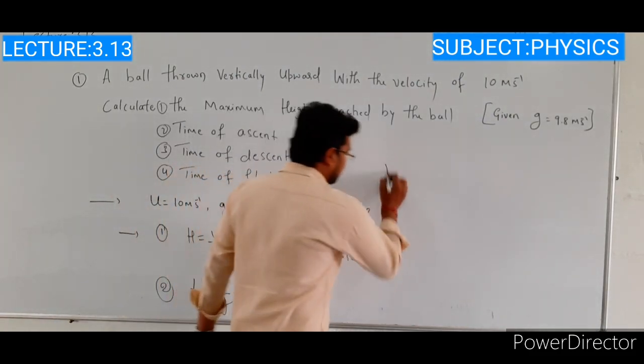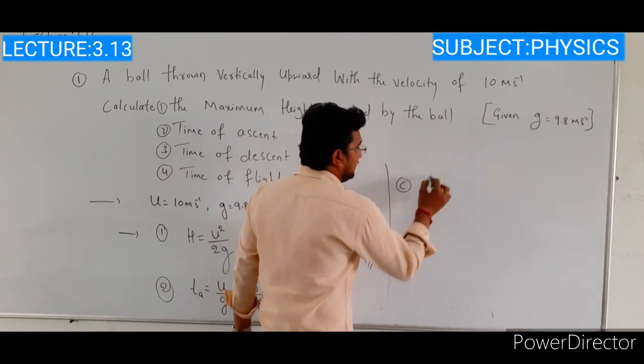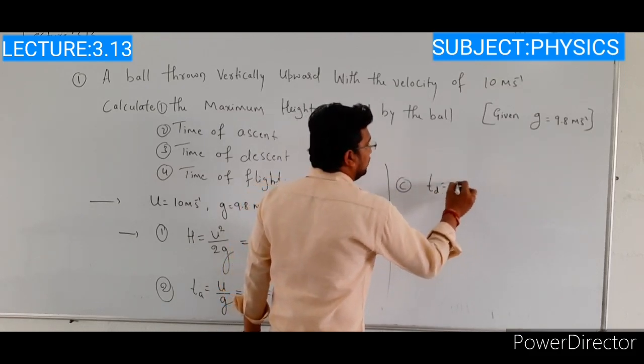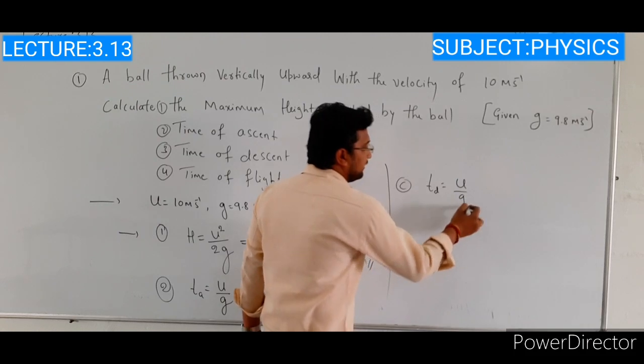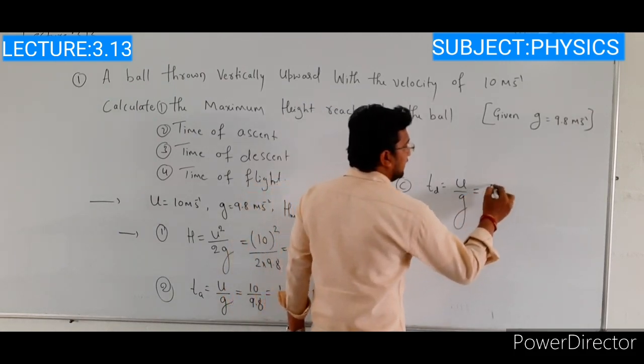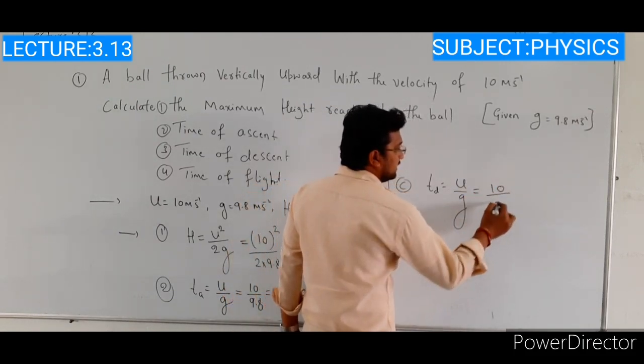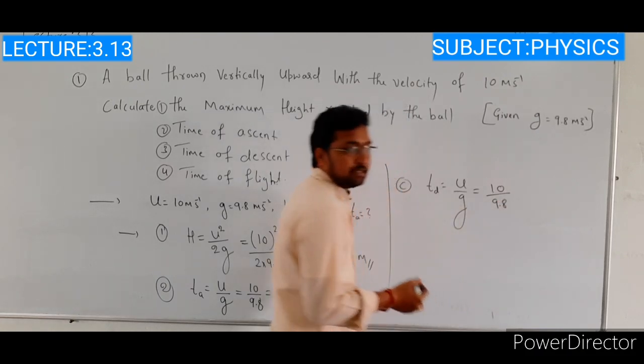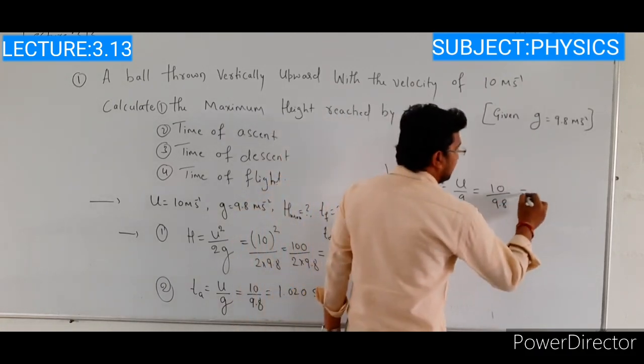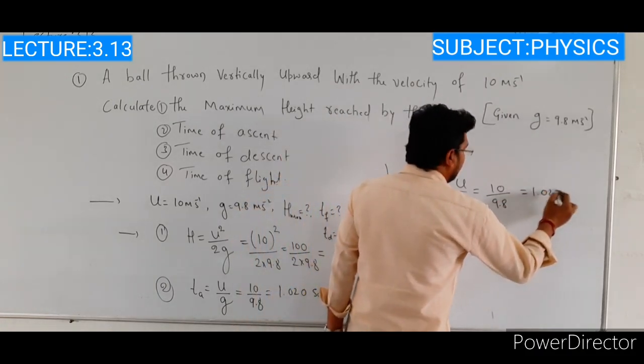And the third one, time of descent, t suffix d, is equal to u divided by g. U value is given, so that is 10 meter per second. G value is 9.8. Simplify this one, you will get the answer 1.020, right?